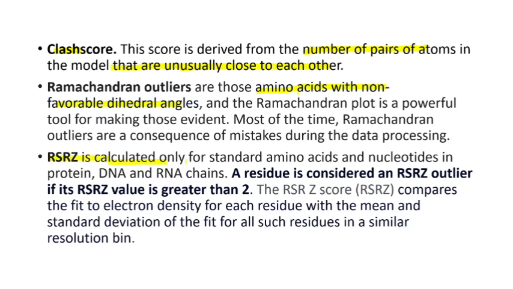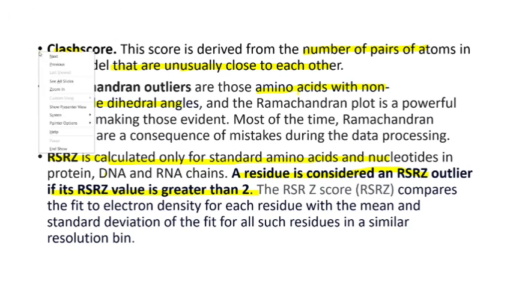RSRZ value is calculated only for standard amino acids and nucleotides in the protein, DNA, RNA chain. A residue is considered an RSRZ outlier if its RSRZ value is greater than 2. If it is greater than 2, we can consider that residue an RSRZ outlier.